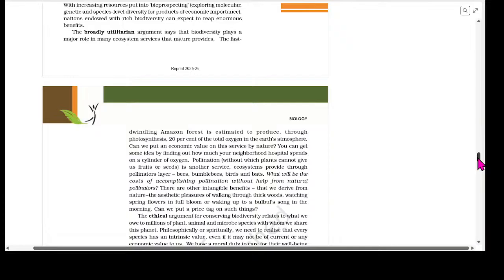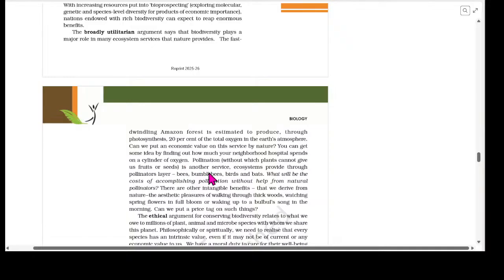Next, the broadly utilitarian argument says that biodiversity plays a major role in many ecosystem services that nature provides. The fast dwindling Amazon forest is estimated to produce through photosynthesis 20% of the total oxygen in the earth's atmosphere. Can we put an economic value on this service by nature? You can get some idea by finding out how much your neighborhood hospital spends on a cylinder of oxygen.